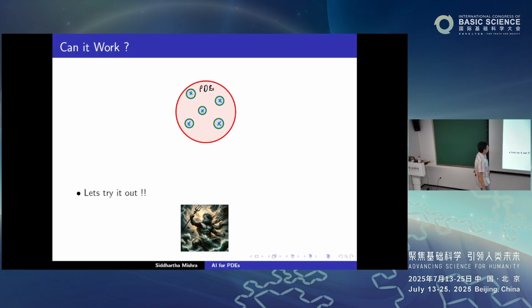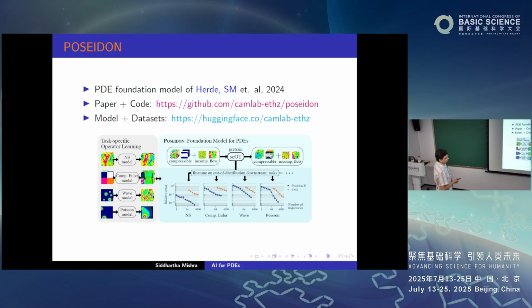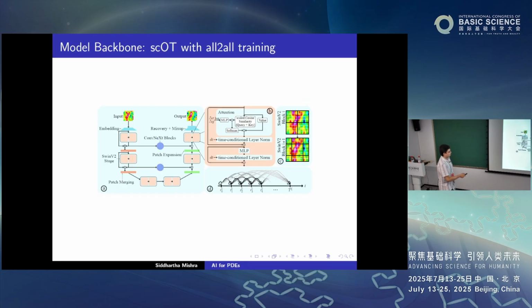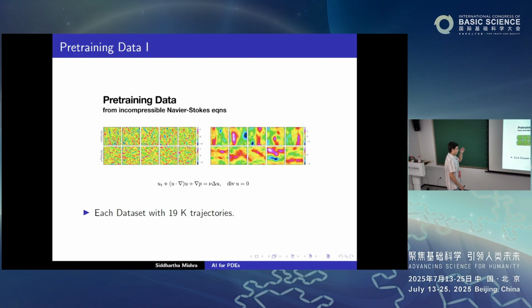So the attempt in this direction is what is called Poseidon. This is a model that we have introduced. This is publicly available. You have the model, you have all the data, you can test the model. Everything is open here. It's a foundation model because, first of all, the model itself is the operator transformer that I just described, but it could be something else. But now the data, right? Foundation model is all about data. It's not just about the model itself.